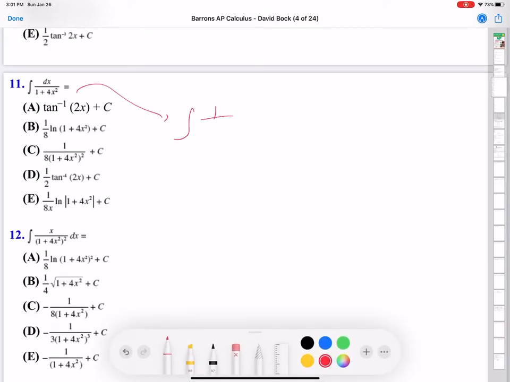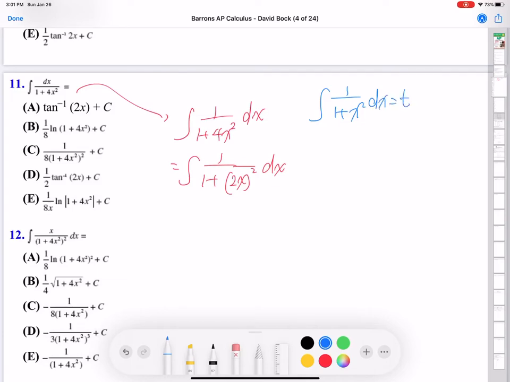Integral 1 over 1 plus 4x squared dx. I'll change it just a little bit like this: 1 over 1 plus (2x) squared dx. You should remember this formula: integral 1 over 1 plus x squared dx. That was tangent inverse x, because the derivative of tangent inverse x was 1 over 1 plus x squared. So the backward derivative formula is the integral formula, right?